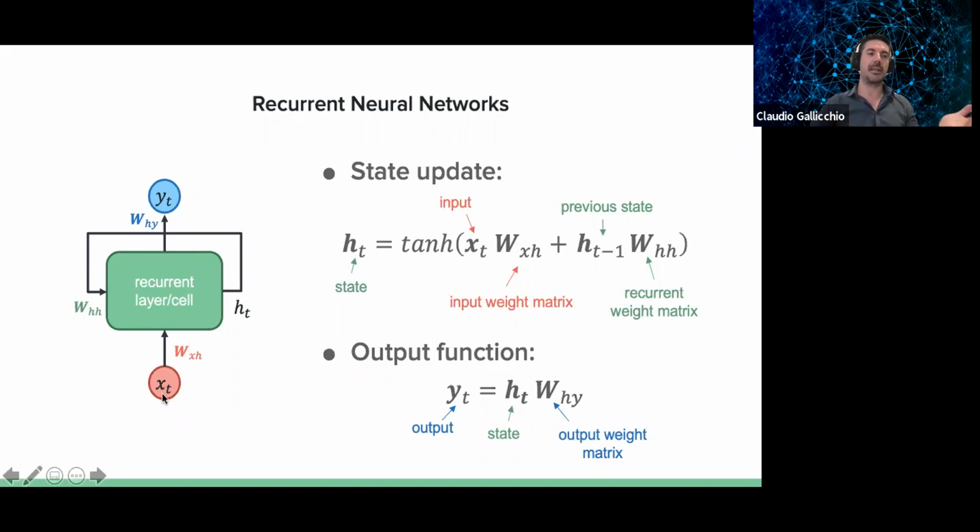So this x_t is a vector of, let's say, n_x neurons. The same goes for h_t, a vector composed of a number of variables, and every variable is the state of a neuron, and the same applies for the output. So I hope this more or less makes everything more clear.